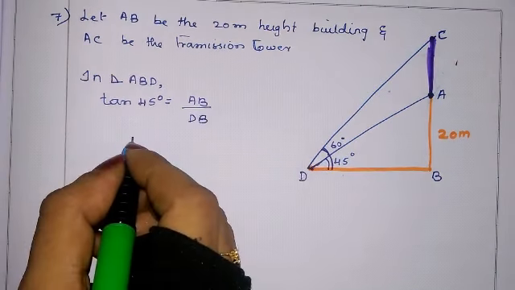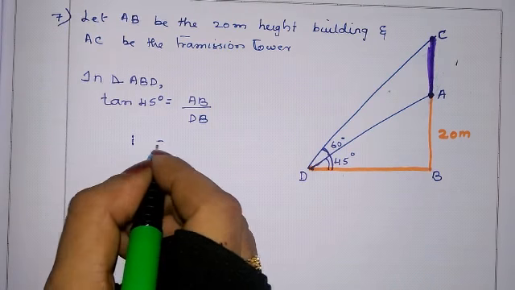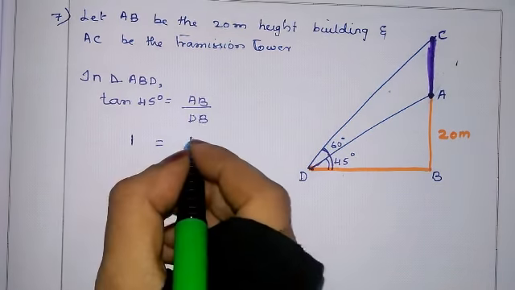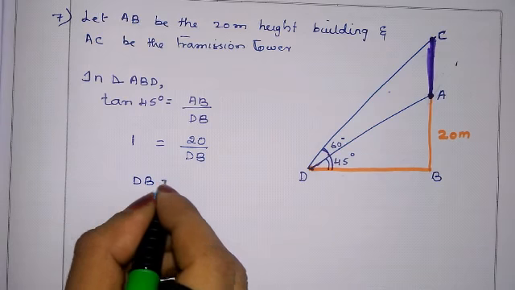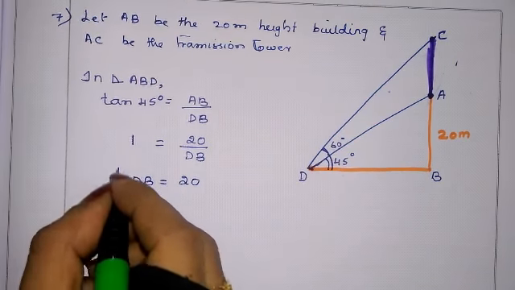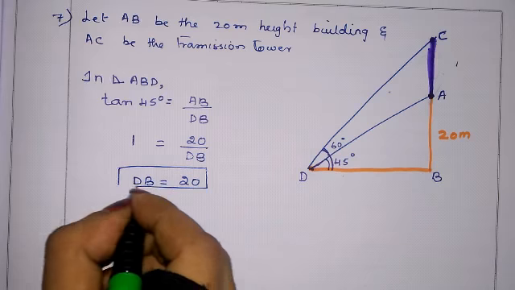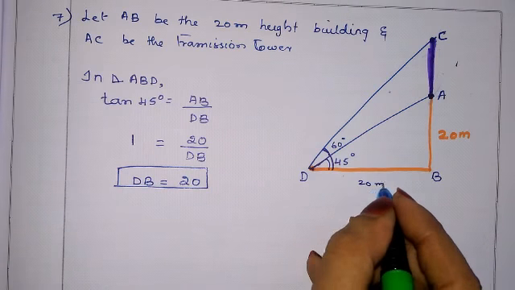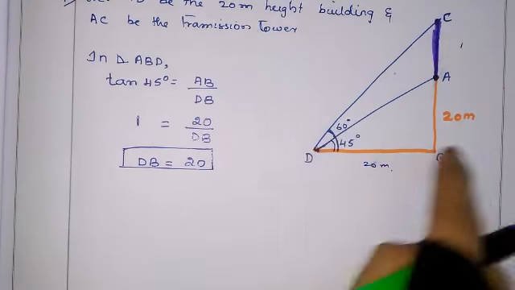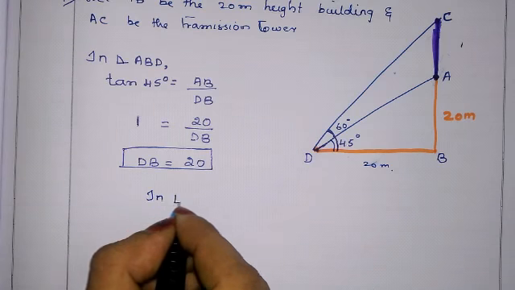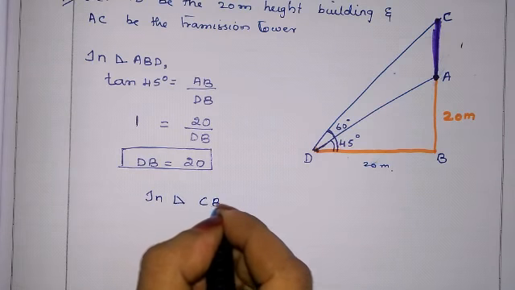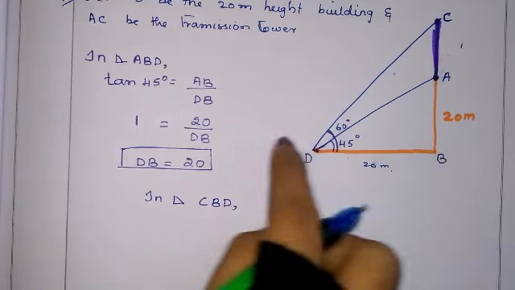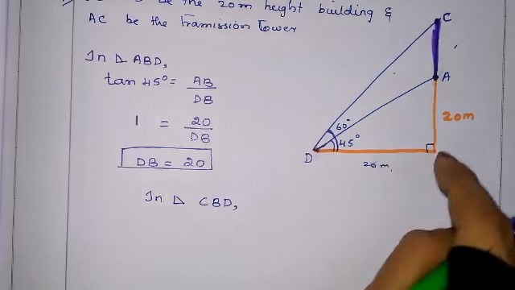So tan 45 is equal to AB by DB. We know tan 45 is 1, equal to AB by DB. They have given AB as 20. We don't know DB, so DB into 1 is DB, which is equal to 20. The value of DB we got is 20. Now, let us focus on the big triangle. In triangle CBD. Why the big triangle? Because only a right angle triangle should be taken.